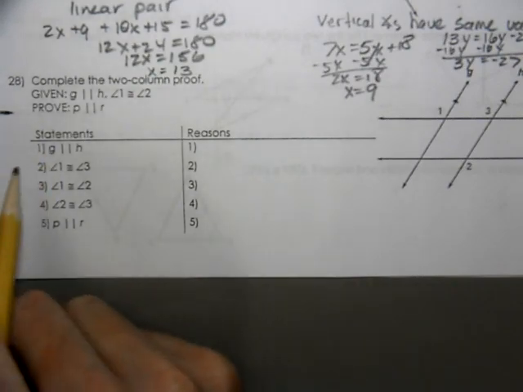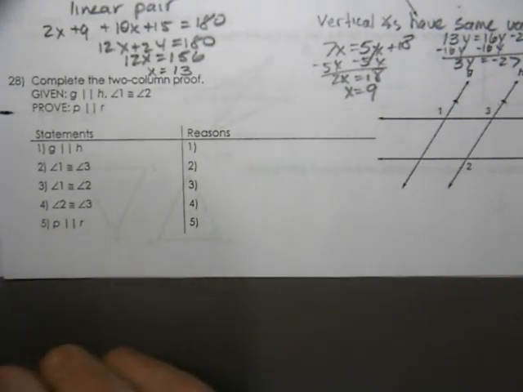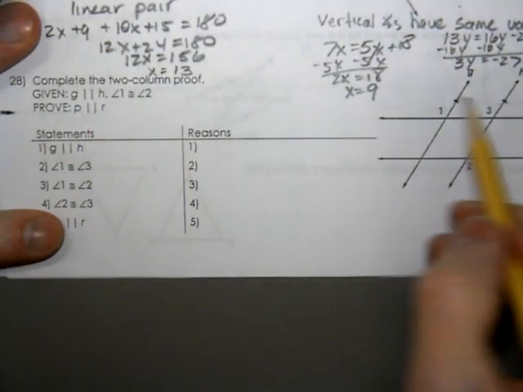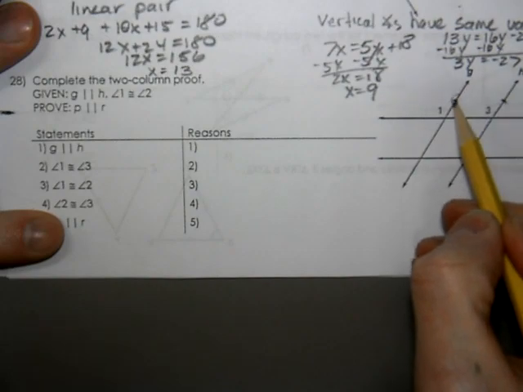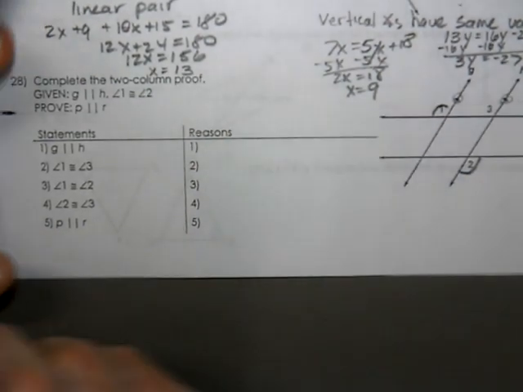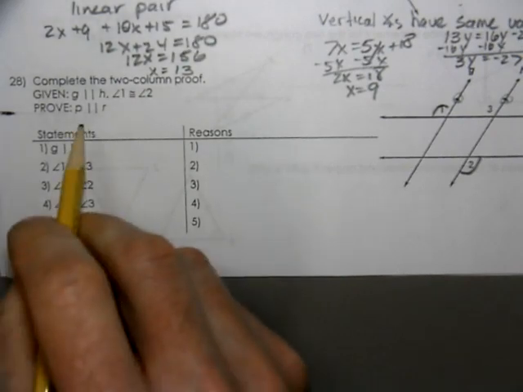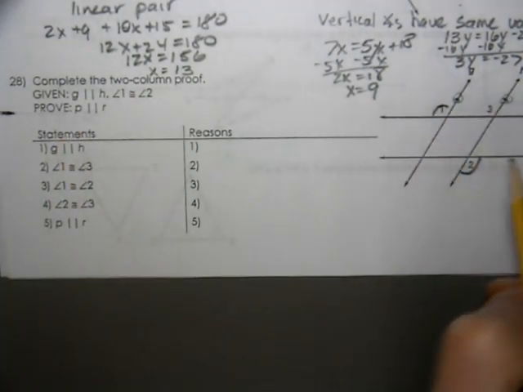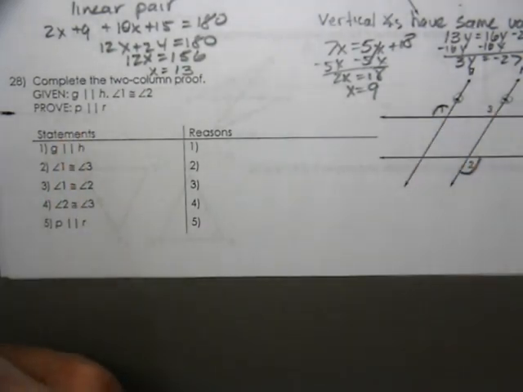Okay, working on this 2-column proof. Look at the given information. Look at what you're trying to prove. We see that we have our 2 lines that are parallel. That's what the arrows represent. Angle 1 is supposed to be congruent to angle 2, so we can put our tick marks on your picture. Now what we need to prove is that P is congruent to R, and how would we know that?